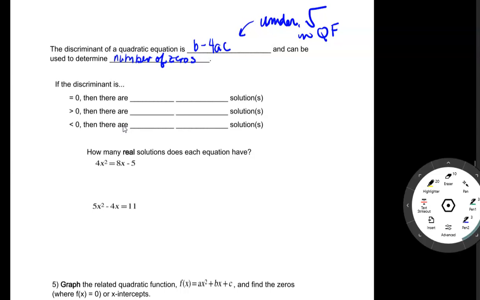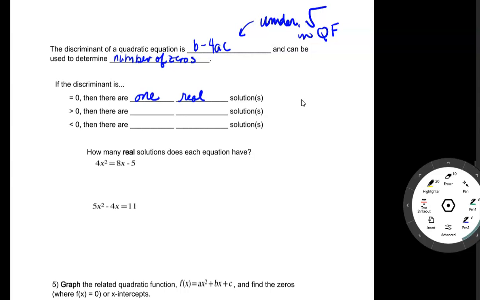So what do we have in that case? We have one answer, one solution, and it is going to be real because it's just negative b over 2a, so that is one real solution. Okay? And so I guess you could change the verb there to is instead of are. Then there is one real solution.